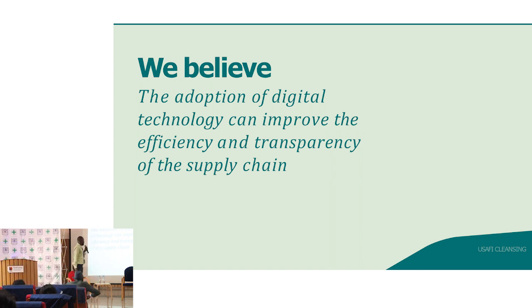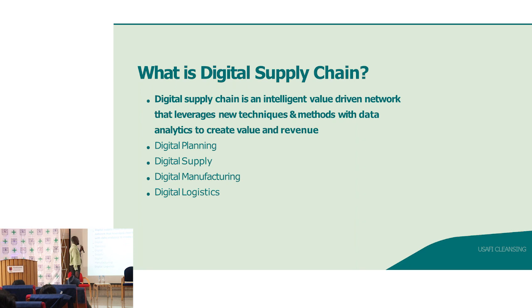Next slide. So what is the digital supply chain? I'm sure you have been told by the previous speakers, it is whereby we use automated features, digital networks and trackers in the supply. Some of the aspects of the digital supply chain include digital planning, digital manufacturing, and logistical solutions. Next slide.